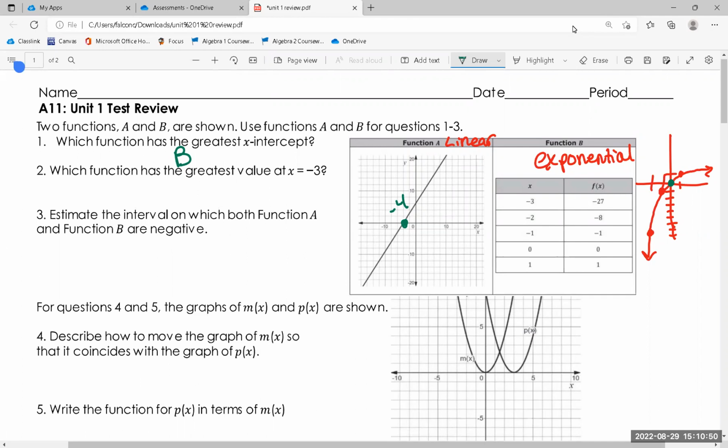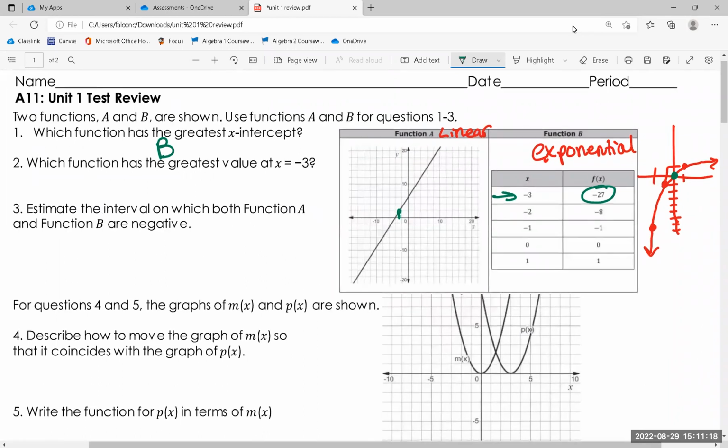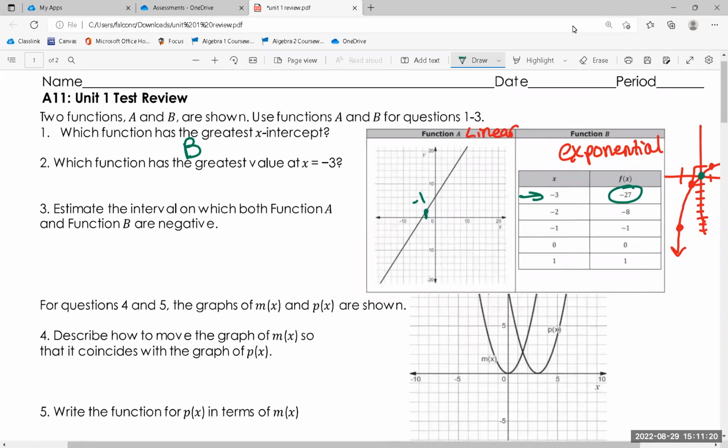All right, number 2, which function has the greatest value at x equals -3? So when x is -3, which one has the greatest y values? That's what it's asking. So looking at -3, going to function A, so -3 would be right here. Looks like we're at about 1. And then -3 for function B is at -27. So for the greater value, or sorry, this is +1 over here. We're at +1.